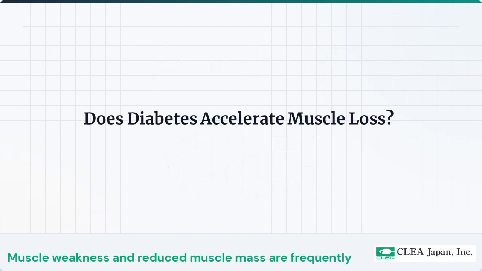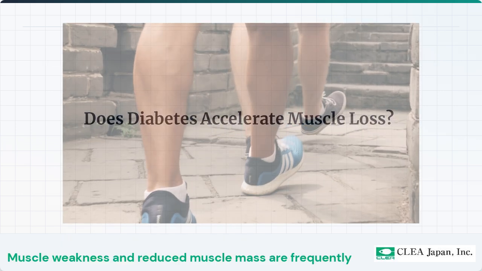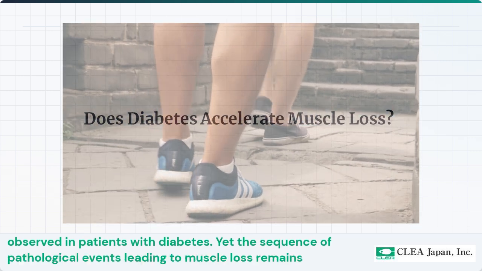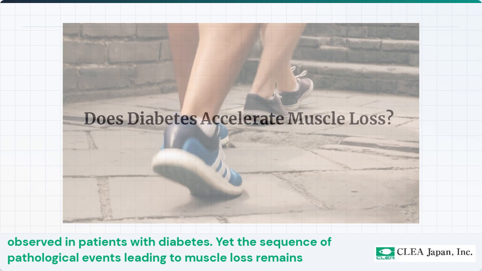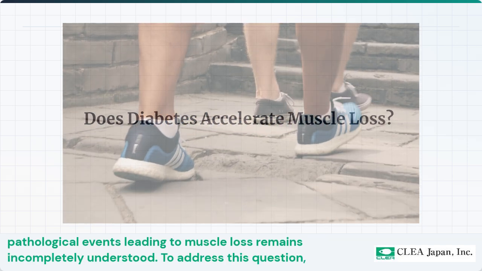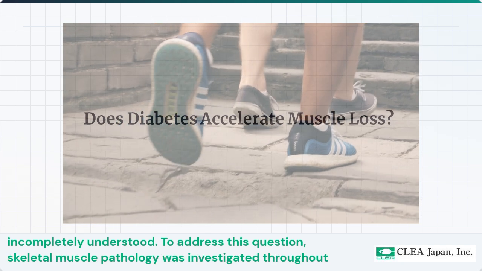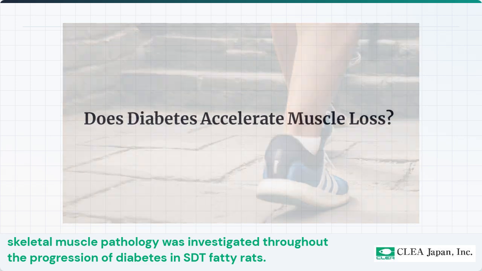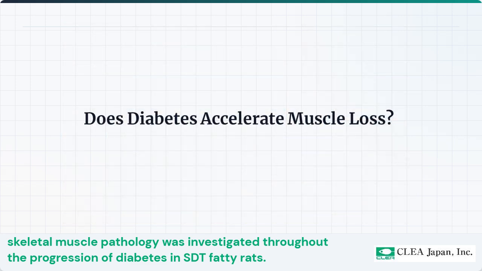Muscle weakness and reduced muscle mass are frequently observed in patients with diabetes. Yet the sequence of pathological events leading to muscle loss remains incompletely understood. To address this question, skeletal muscle pathology was investigated throughout the progression of diabetes in SDT fatty rats.